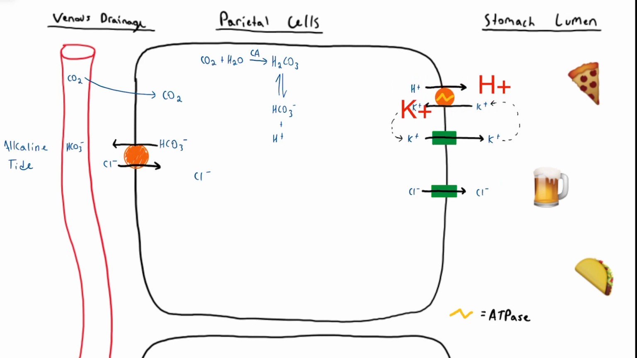Thanks to our ATPase and leakage channels, we now have hydrochloric acid in the stomach lumen to help degrade all of our delicious food. As we know, the stomach needs this acidic environment to help degrade our food, as well as activate enzymes such as pepsin that also get released in the stomach.